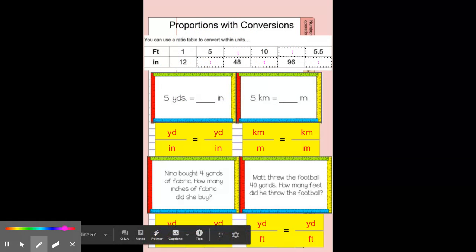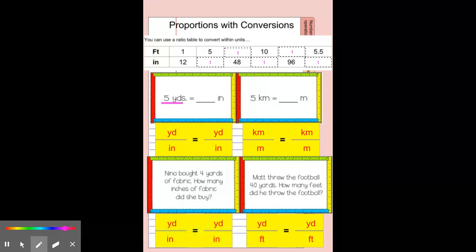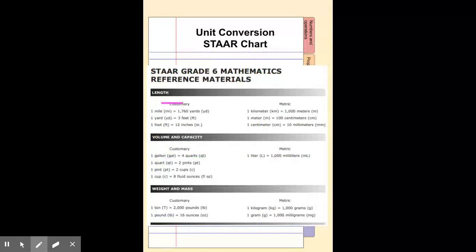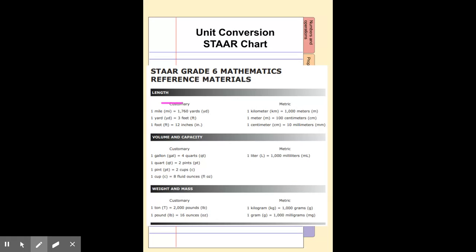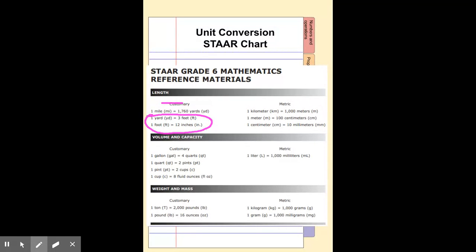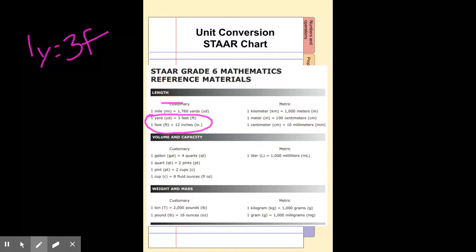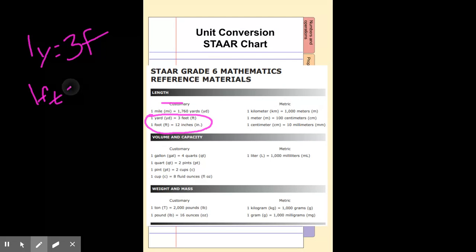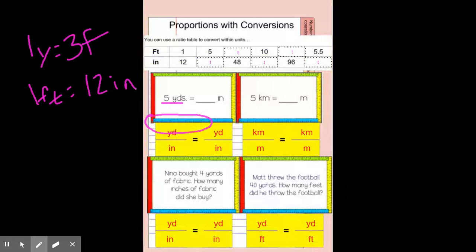All right, the next one, we're going to go from 5 yards to we don't know how many inches. The first thing I need to do is look at my star chart and find yards to inches. So yards to inches is going to be in this part right here. Okay, so 1 yard is 3 feet, and 1 foot is 12 inches.